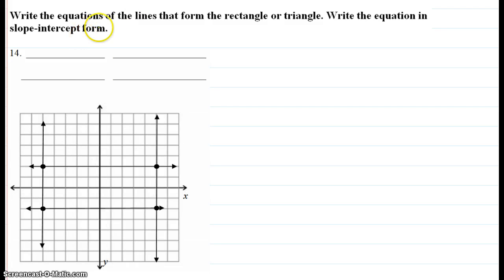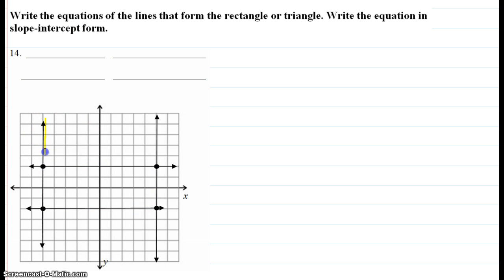Alright, now we're going to write the equations of the lines that form the rectangle or triangle. Write the equation in slope-intercept form if possible. So you can see the rectangle here. So there's the rectangle, and what we have here is 4 lines.